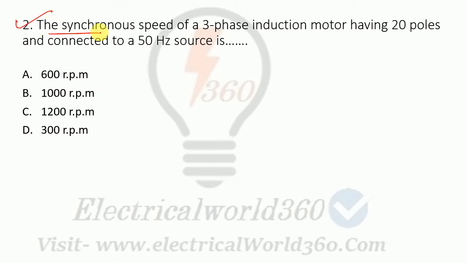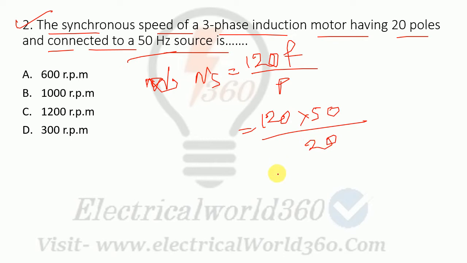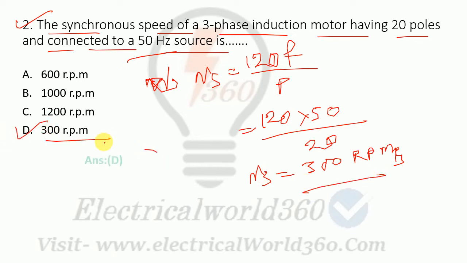This is the question number 2. The synchronous speed of three-phase induction motor having 20 poles and connected to 50 Hz source is what? So synchronous speed, that means Ns, is equal to 120 F by P. So 120, frequency is 50 Hz, and the number of poles is 20. So after solving that, we will get 300 rpm. So the Ns is equal to 300 rpm. So here the right option is option number D.